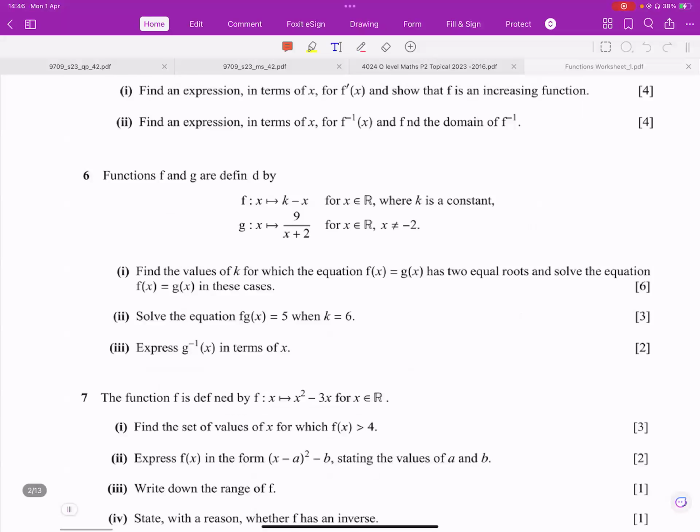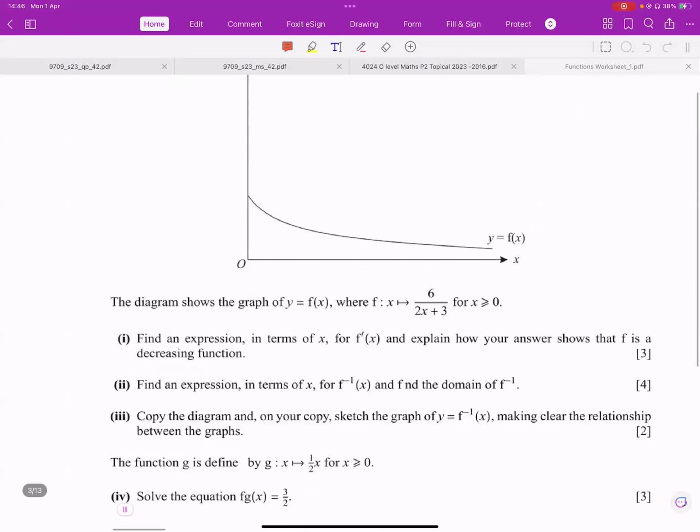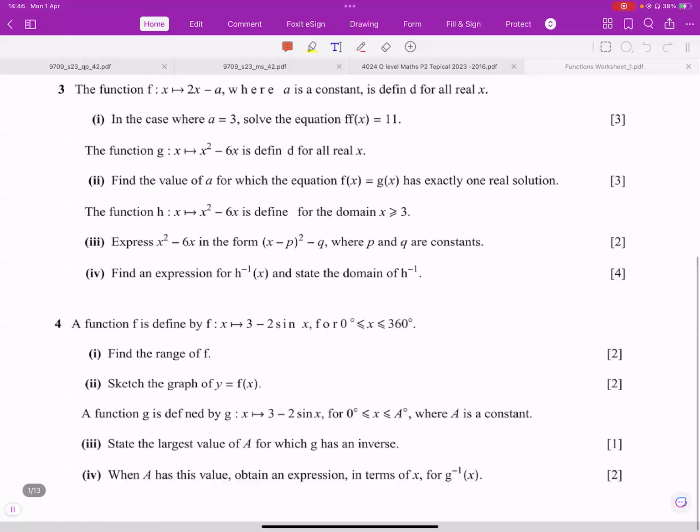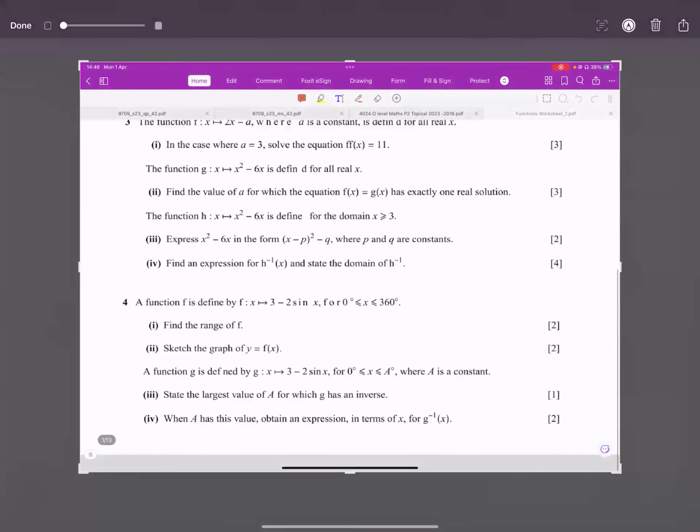For instance, let's start with question number 4 from the worksheet. This is question number 4 from the worksheet. Let's have a look at this.